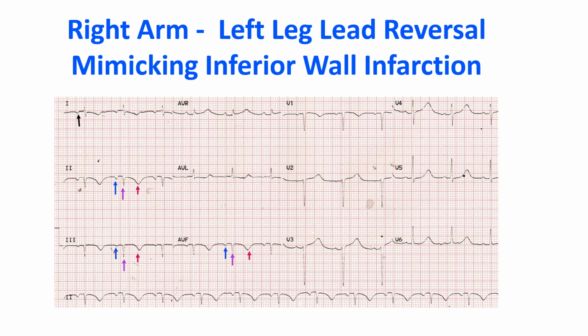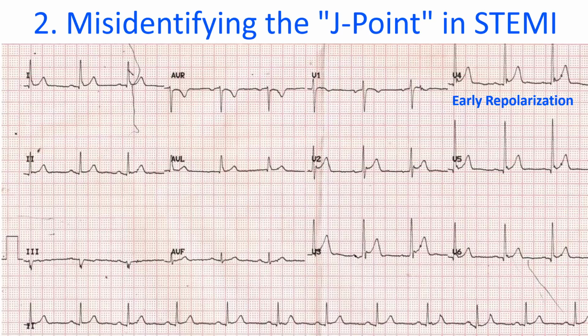In fact, such an ECG is usually misdiagnosed as inferior wall infarction unless one is careful to go in a sequential manner starting from the P wave, as is usually taught in ECG lessons.